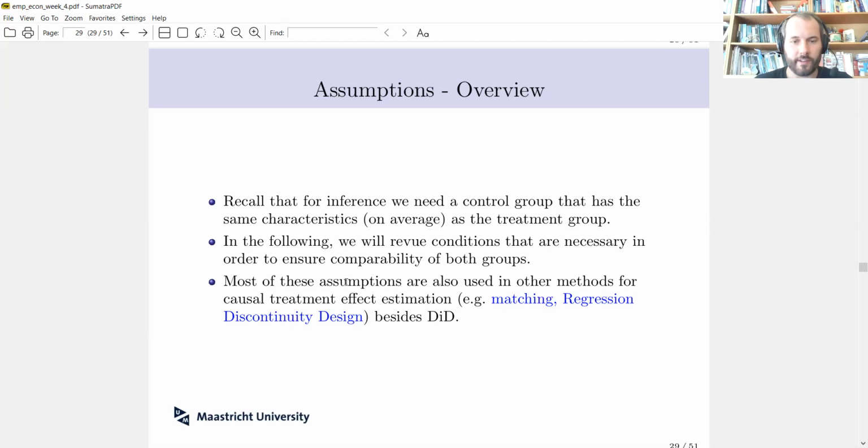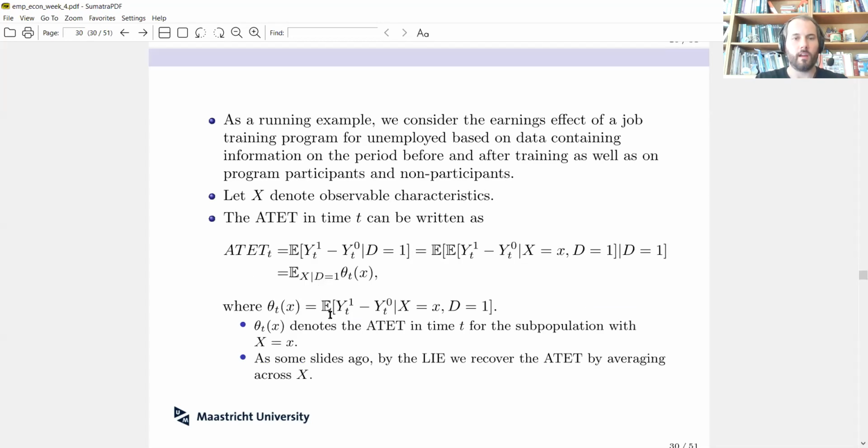Now, the assumptions that we are going to discuss are pretty often the same in other parts of the literature for treatment effects. So for instance, in matching methods or the regression discontinuity design that we will discuss in the next lecture. So it's useful to keep these assumptions in mind anyway. Okay, the running example that we consider is again a job training program.